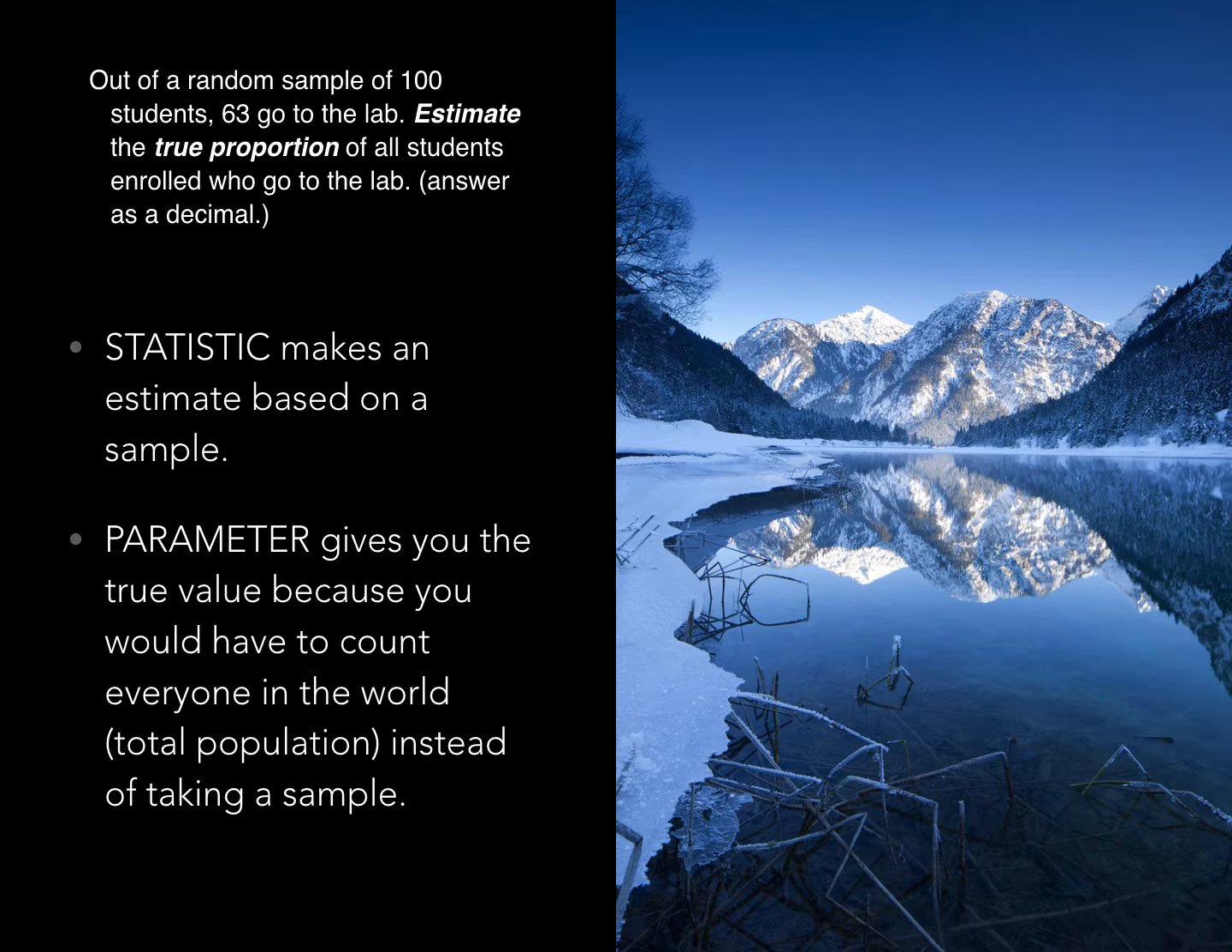So the statistic is an estimate based on the sample. The parameter is the true value that you would find if you actually counted every person in your population. In this case, every student that's enrolled in the class, which is really time consuming.